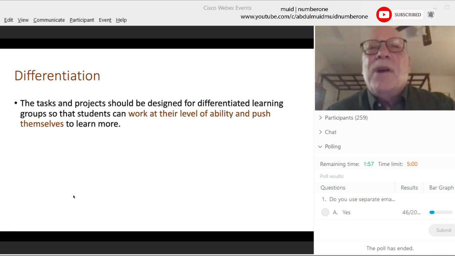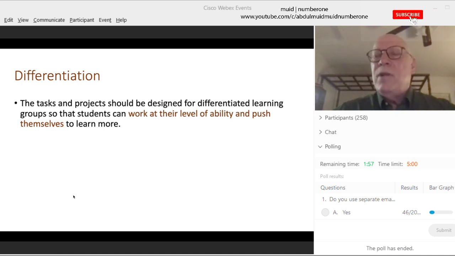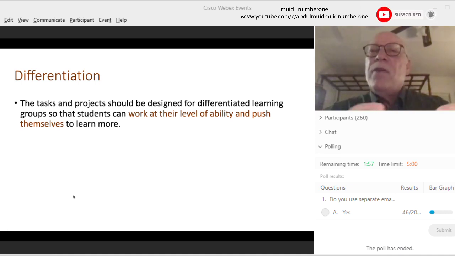Differentiation. The tasks and projects should be designed for differentiated learning groups so that students can work at their level of ability and push themselves to learn more. Some students are further along than others in their knowledge and ability. Challenge them to do more. Everybody's doing the same project or the same task, but have those with a stronger ability do more. Ask them more questions or ask them to produce something a little bit different. It doesn't mean they're necessarily going to get a better grade, but it means that you're pushing them to do more, to do different things.